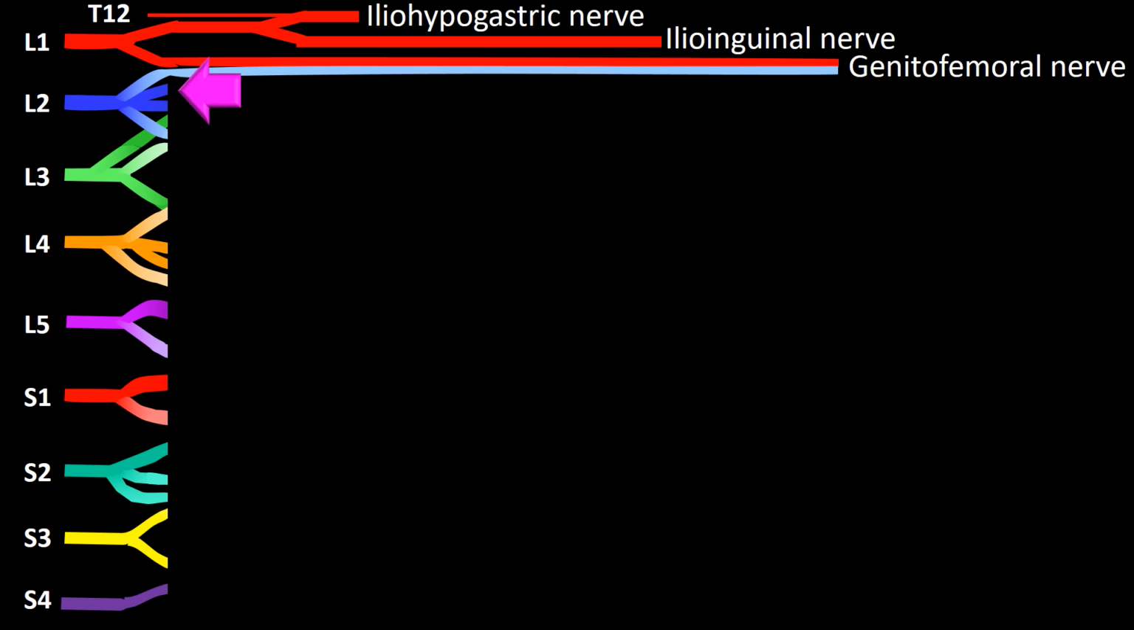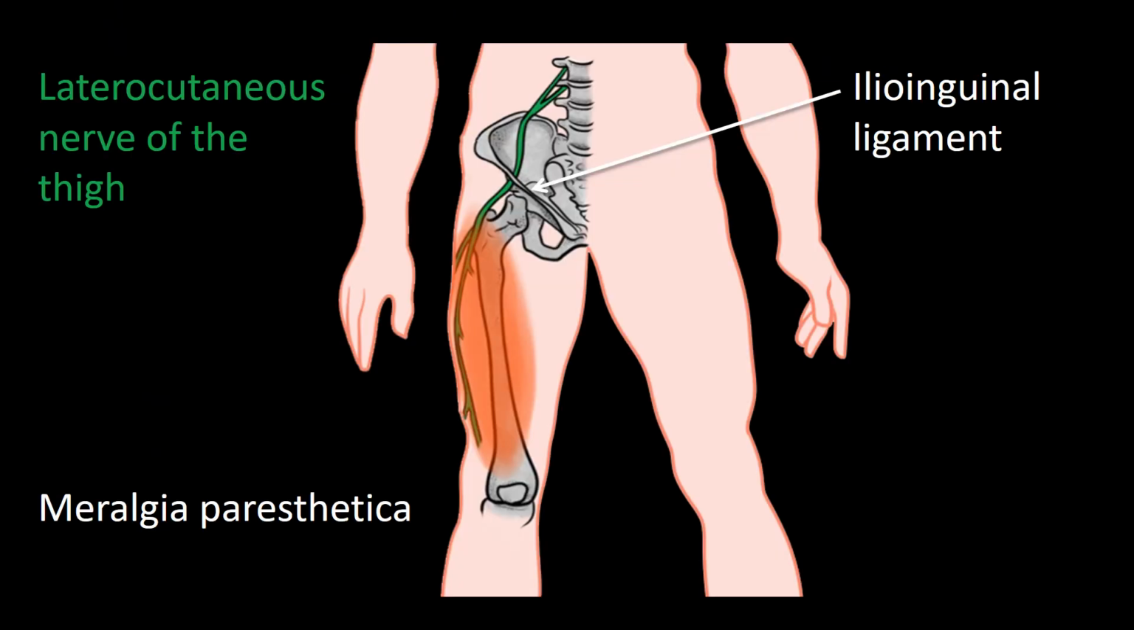Now, I would like to call your attention to one of the posterior divisions of L2 and a posterior division of L3. They join to form the lateral cutaneous nerve of the thigh. Injury to this nerve as it goes under the inguinal ligament produces meralgia paresthetica. Injury to the lateral cutaneous nerve of the thigh is usually due to tight clothing, obesity, weight gain, or pregnancy. Meralgia paresthetica is characterized by paresthesia over the lateral surface of the thigh in the area indicated in this illustration.